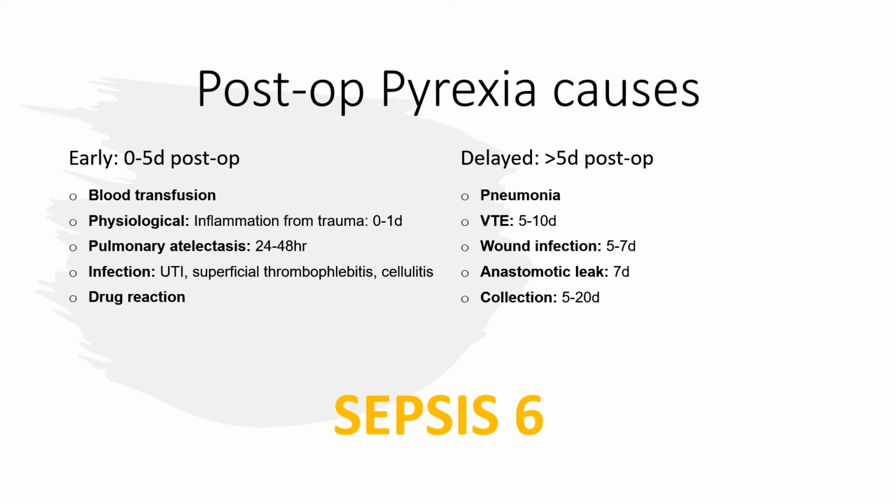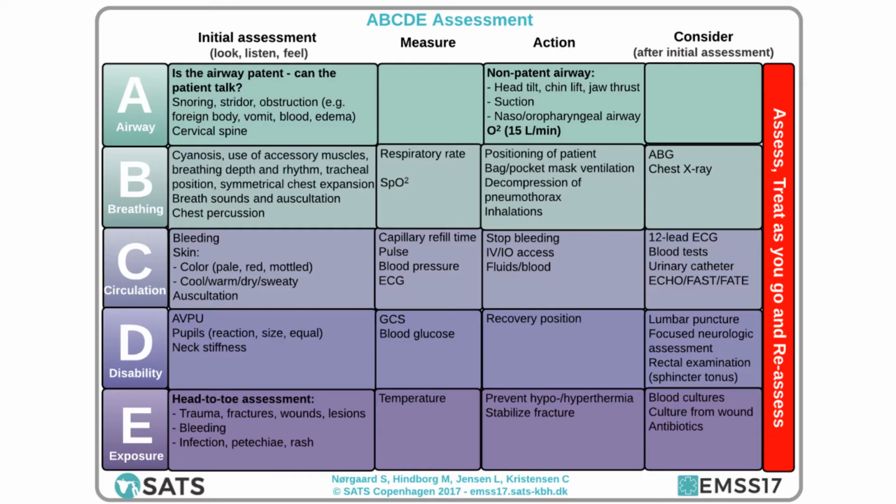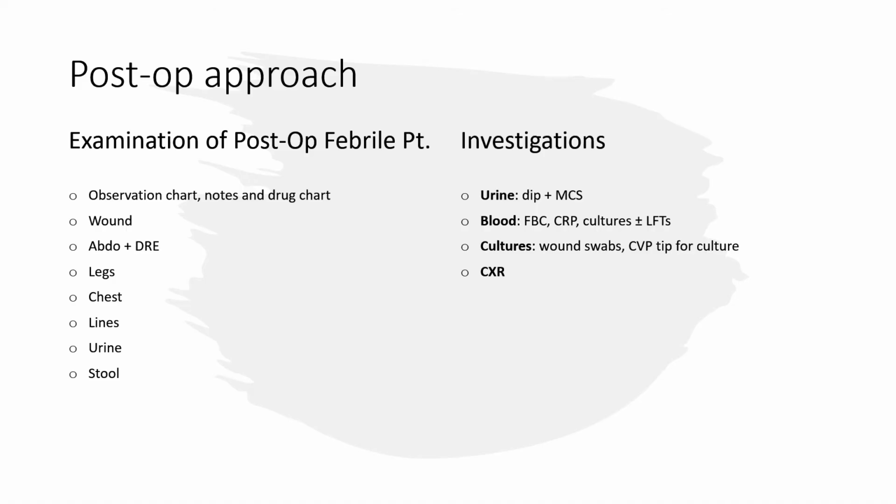And with any source of infection, when it presents, you want to treat with Sepsis 6. Sepsis 6, Sepsis 6, Buffalo. However you want to remember it, this is the main approach. And you want to always treat them with an A to E assessment to make sure that you don't miss anything at all. And in a surgical setting, when you come to examining these patients, you want to check for any possible source of infection.